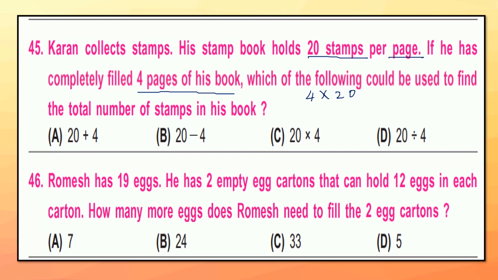The correct answer is option C, 20 into 4. Each page has 20 stamps, 4 pages. So 4 into 20 would be the correct option.